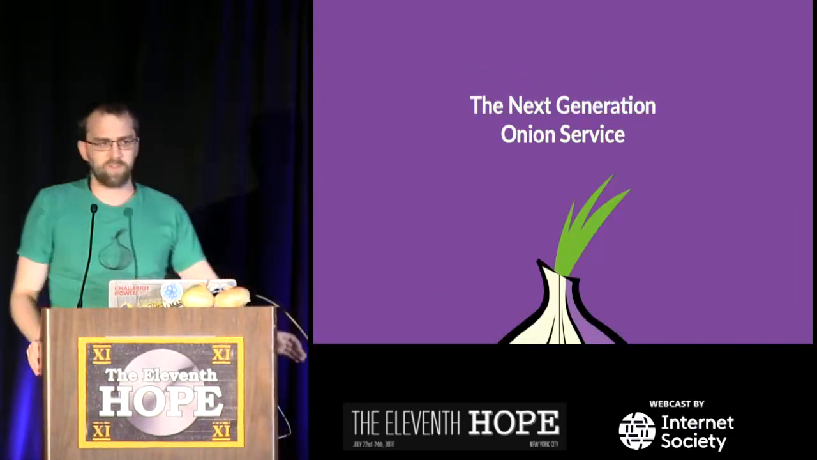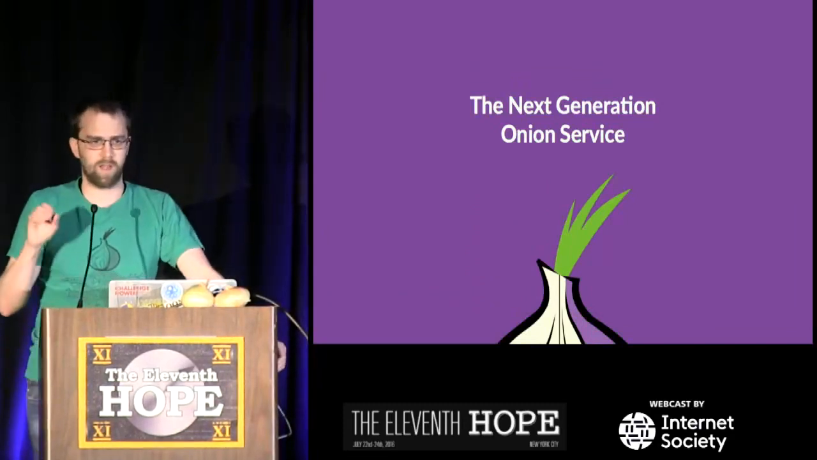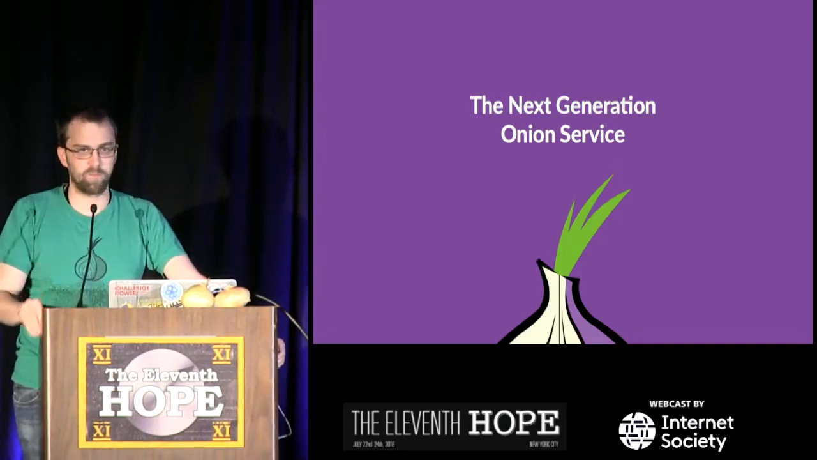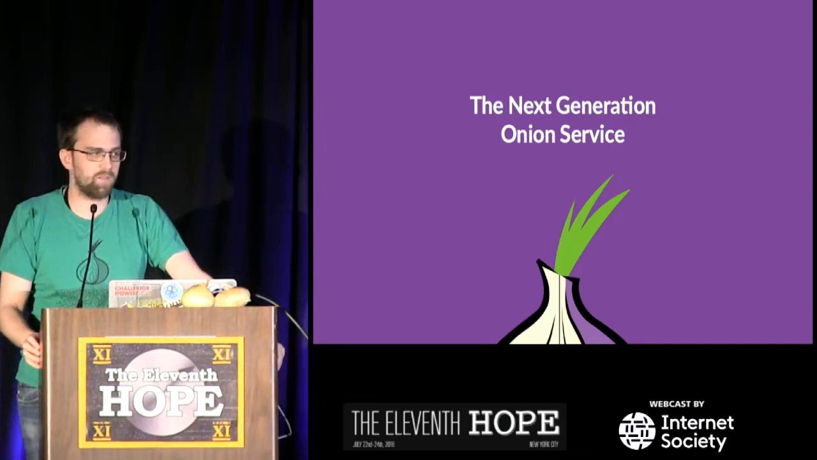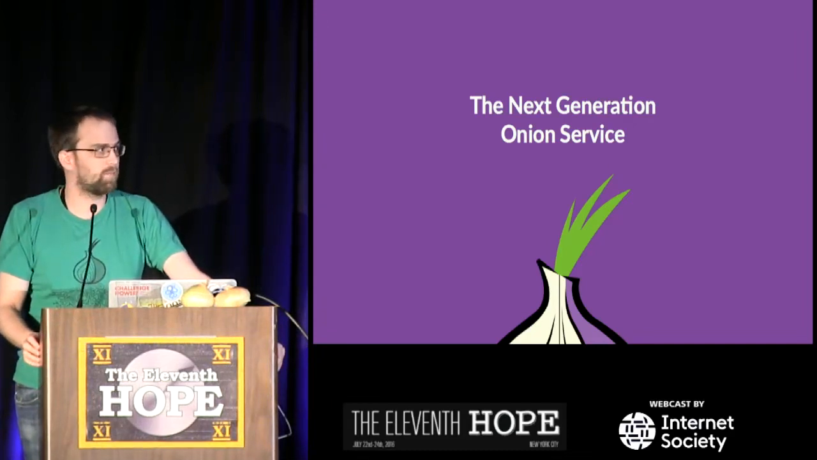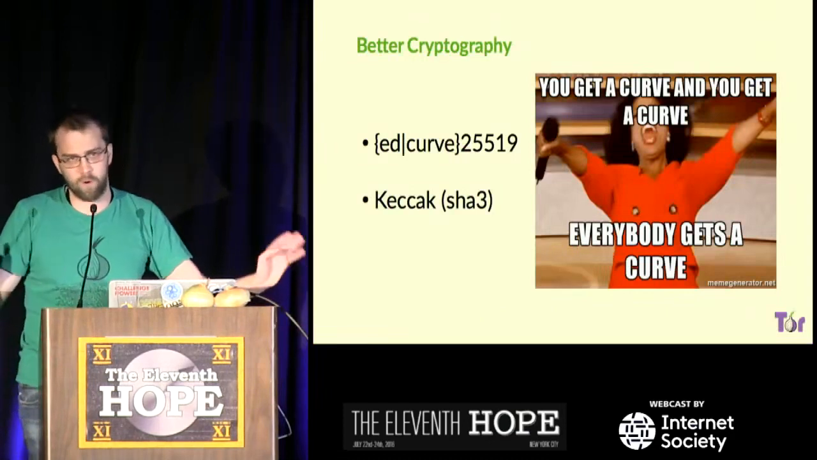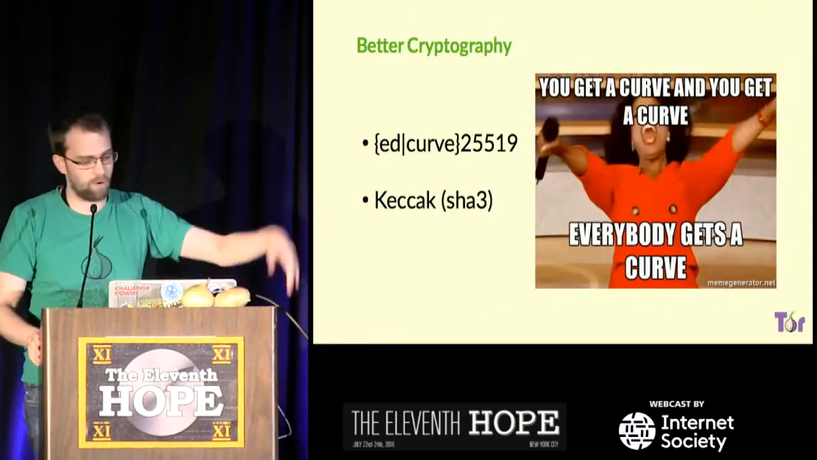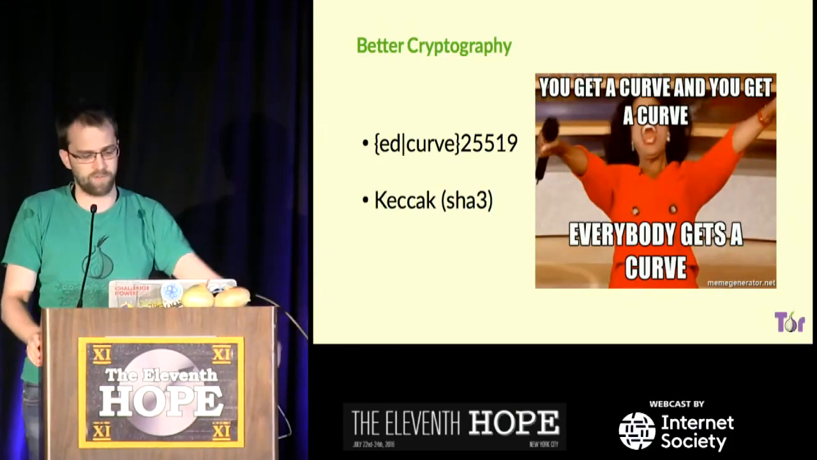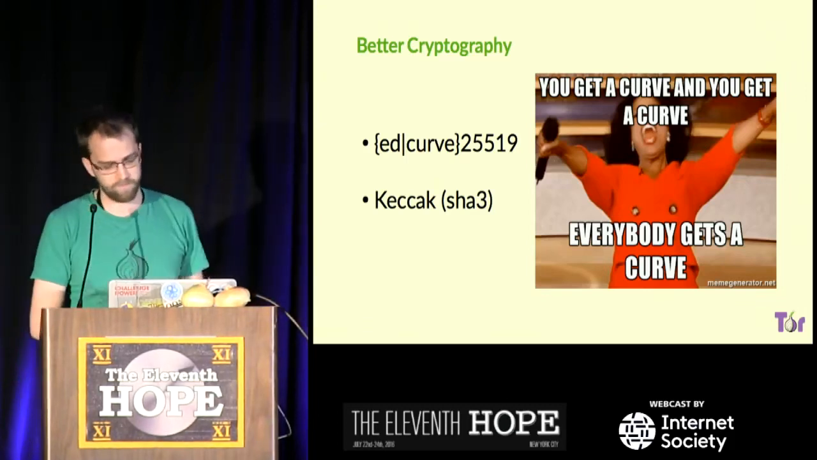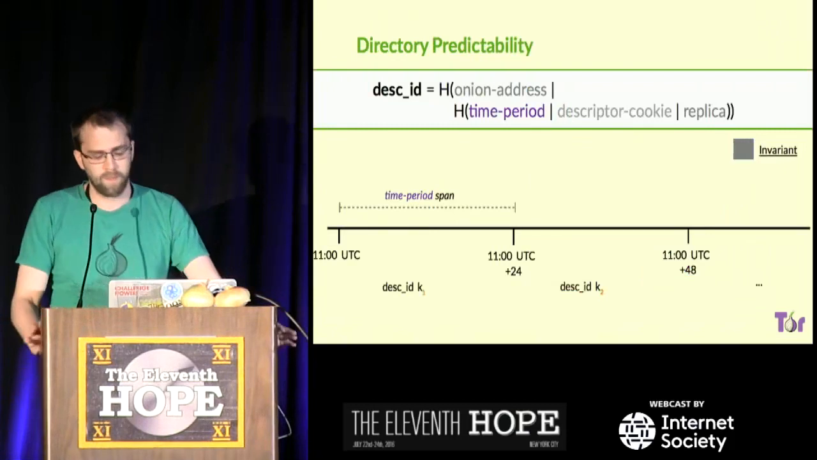All right, so those attacks you saw with the HSDir, harvesting onion addresses, and this guard thing are actually huge problems. So the next generation onion services tries to address some of those, and let me tell you, it's not an easy thing. First of all, of course, better cryptography. You get a curve, everyone gets a curve, and we use SHA-3 also. So yeah, great, amazing, better cryptography.